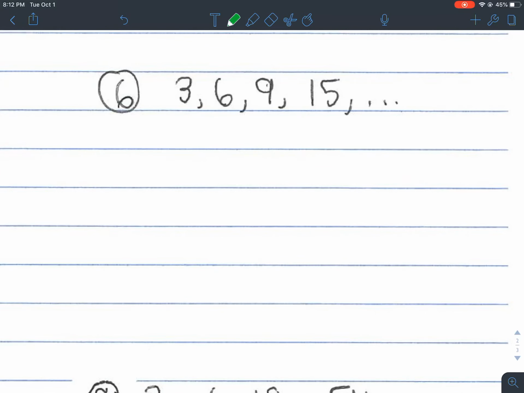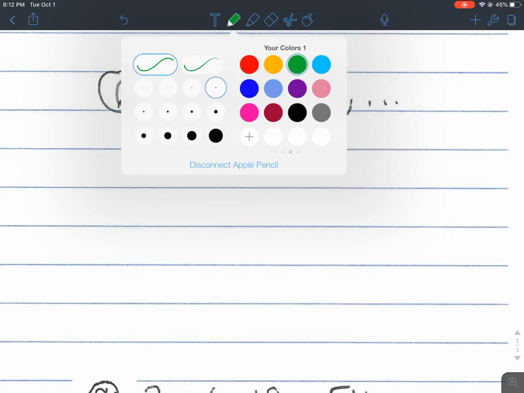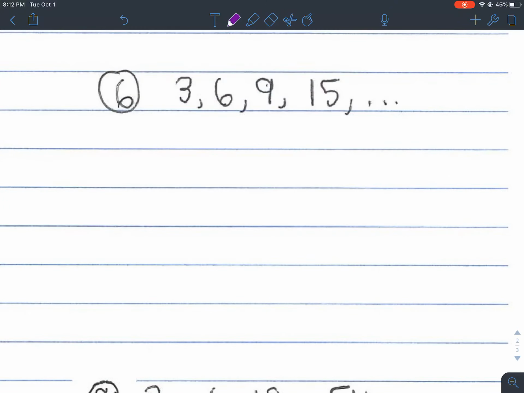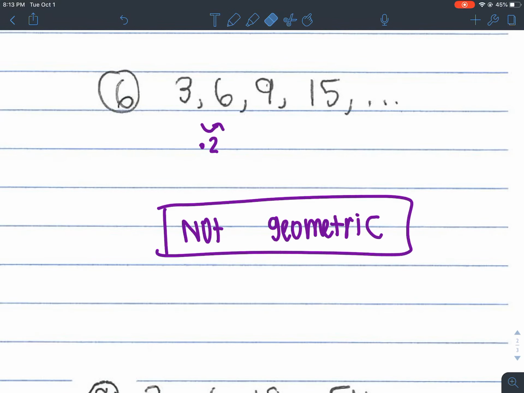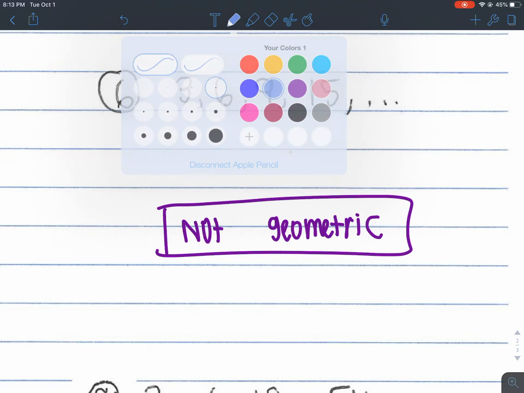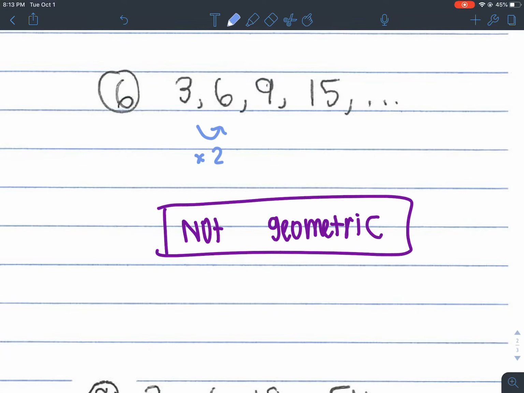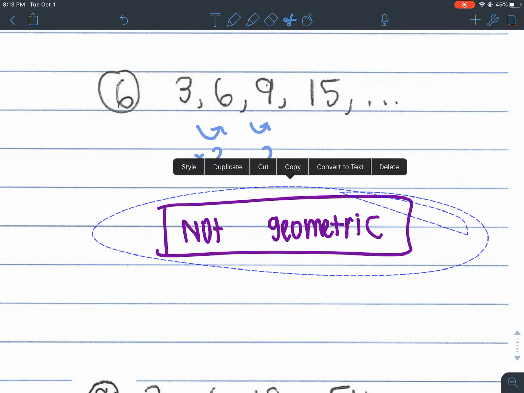Let's look at 6. We have 3, 6, 9, 15. And you're like, well, let me think in the mind of multiplication really quick. This one is multiplying by 2, right? I'm taking 3 times 2, which gives me 6. But then 6 to 9, you're not really multiplying by 2, right? Because 6 times 2 would be 12. So it's not consistent. So this is not geometric. The thing that you're moving by each time is not going to be the same thing.